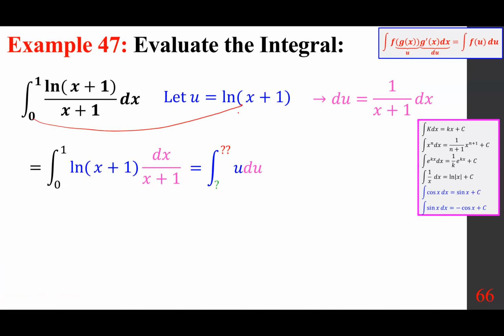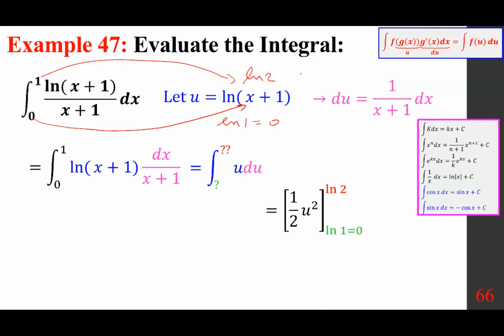If I plug in 0 here, I get ln 1, which is 0. If I put 1 here, I get ln 2. And that's an exact answer. ln 1 is 0, ln 2 is precisely ln 2. And of course, everybody knows that if you want to integrate u, use half of u squared. So you plug in ln 2, 0 gives you 0. Or just plug in ln 2 and you write it in this fashion.